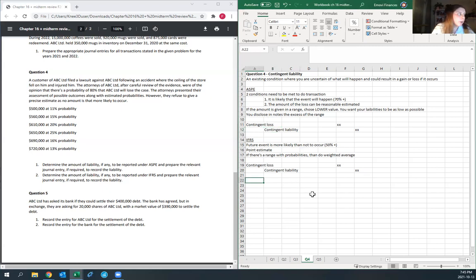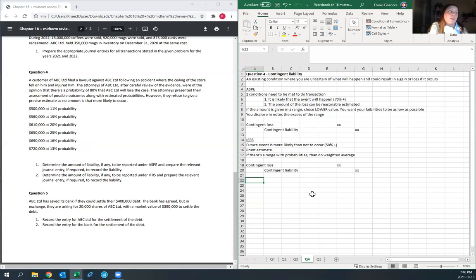So for question 4, a customer of ABC Limited filed a lawsuit against ABC Limited following an accident where the ceiling of the store fell on him and injured him. The attorneys of ABC Limited, after careful review of the evidence, were of the opinion that there's a probability of 80% that ABC Limited will lose the case. The attorneys presented their assessment of possible outcomes along with estimated probabilities. However, they refused to give a precise estimate as no amount is that likely to occur.